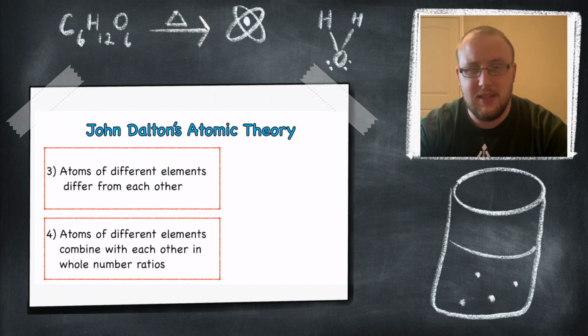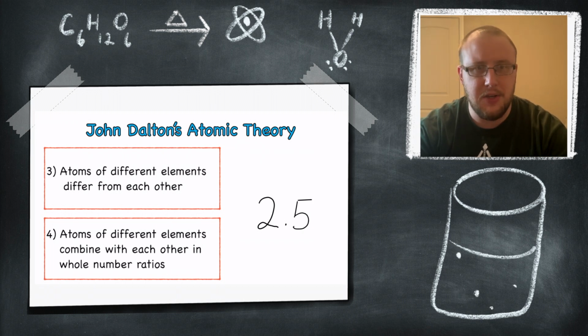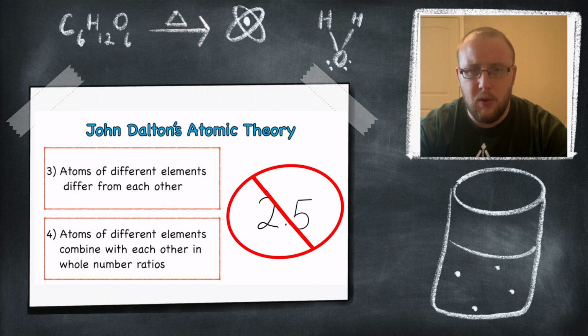His fourth postulate stated that atoms can combine with each other in whole number ratios. So what does that mean? It means we can't have half an atom combining with another full atom. So we can't have H 2.5 O instead of H2O. You've got to have full atoms combining with full atoms. We don't want to split atoms because bad things happen when we split atoms.